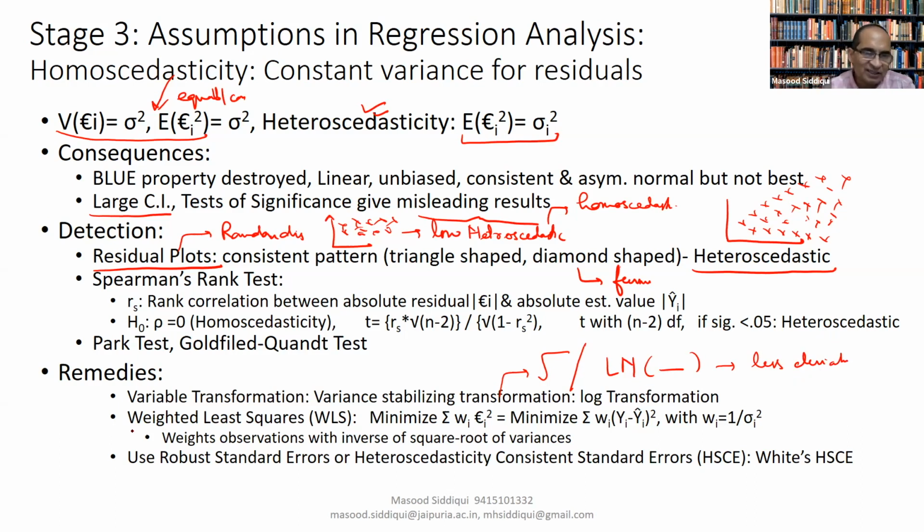There are some advanced methods also, like the weighted least squares method, where instead of ordinary least squares we also use weights. And there are some robust methods, like robust standard errors for heteroscedasticity, termed HCSE, whose full form is heteroscedasticity-consistent standard errors. If we use this, then the problem of heteroscedasticity can be taken care of. The most popular method is White's HCSE, so you can use this method also.